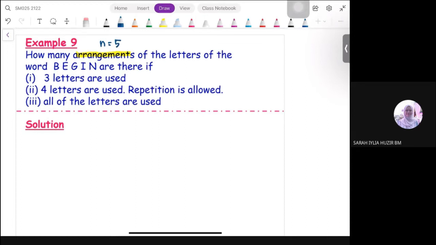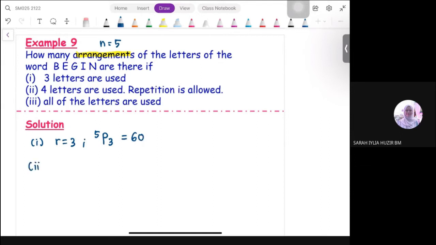Okay, for the first case, 3 letters are used. Means now r would be 3. So our calculation straight away would be 5P3. So 5P3 is 60. Okay.